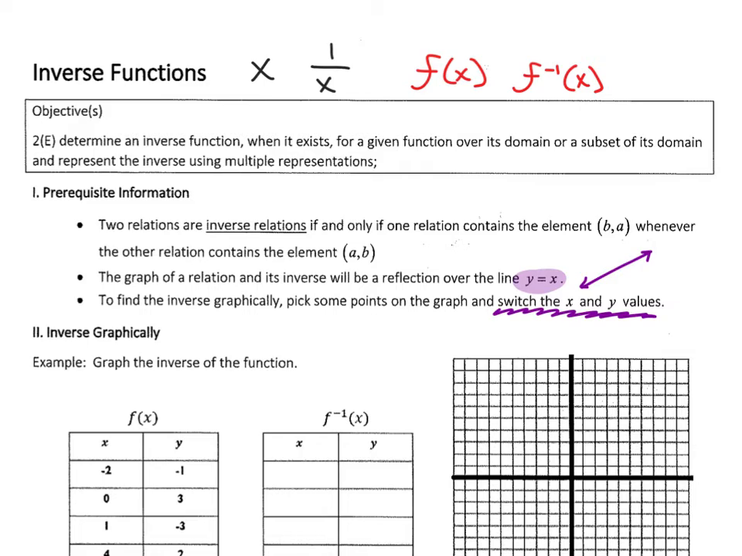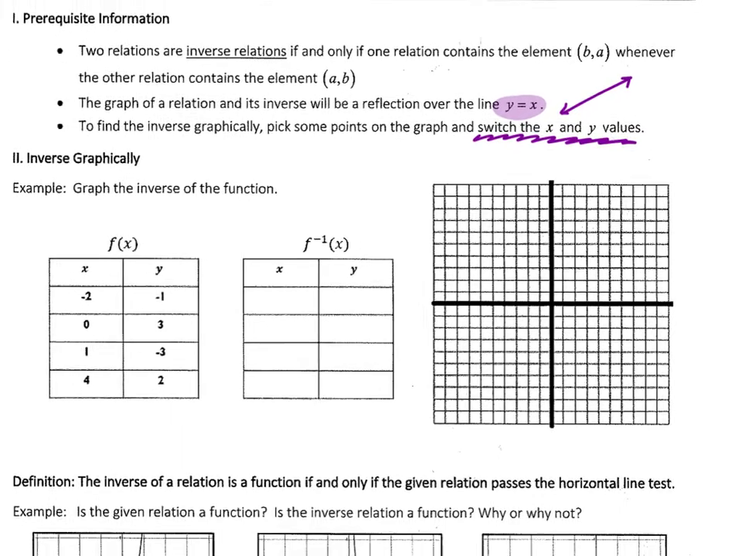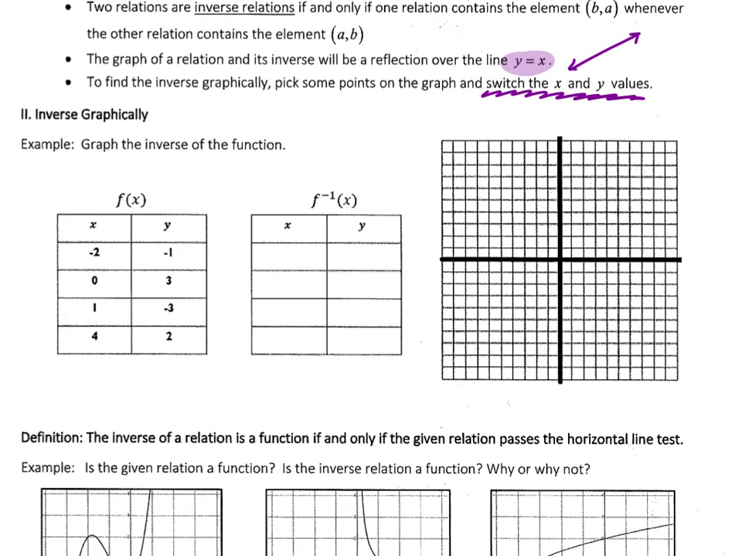All right, so let's look at the graph of an inverse function here. We have f of x's table, which means that the inverse of f's table is just literally all of those points switched, x and y. So instead of (-2, -1), we have (-1, -2). Instead of (0, 3), we have (3, 0). Instead of (1, -3), again, just switch the x's and y's, and we do that across the whole table.